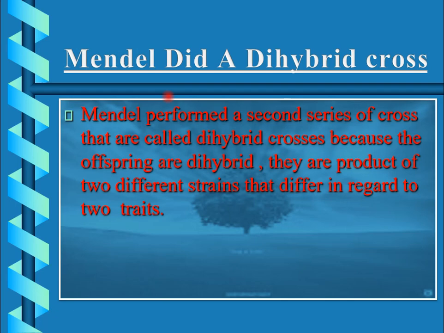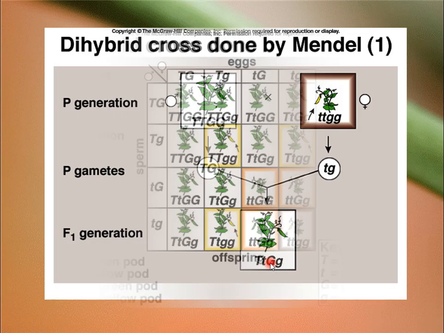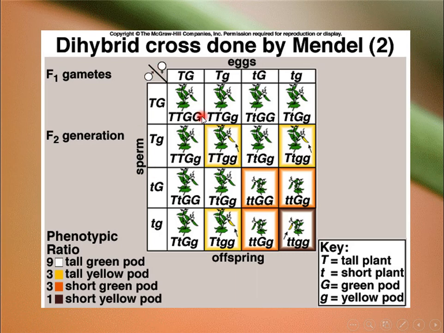Did Mendel do a dihybrid cross? Yes. Mendel performed a second series of crosses called dihybrid crosses because the children are dihybrids. They are the product of two different strains that differ in regard to two traits. That's the dihybrid. You can see the parent generation, two traits, T capital, G capital, T capital, G capital, and T small, G small, T small, G small. And the first generation, this one, T capital, T small, G capital, G small. The second generation, you can see with this one.